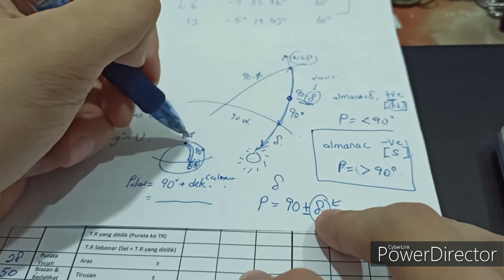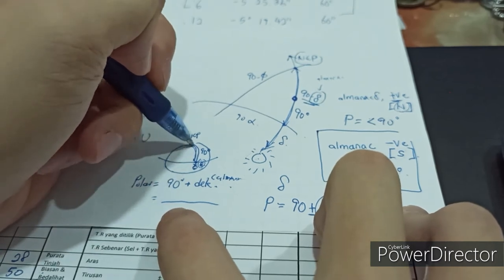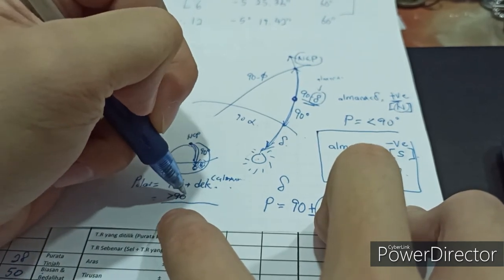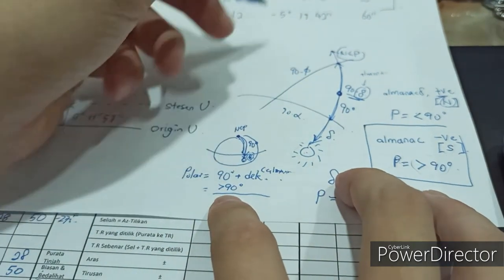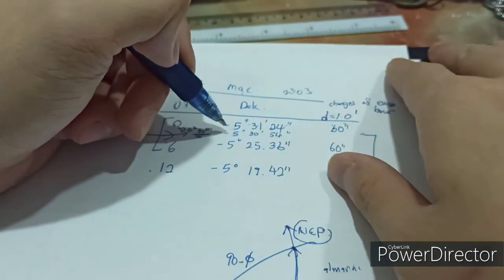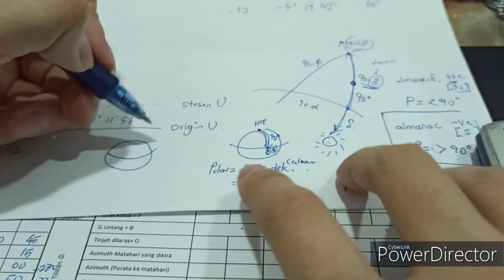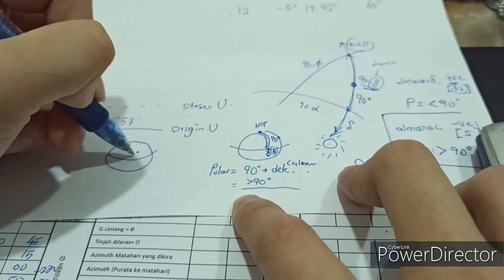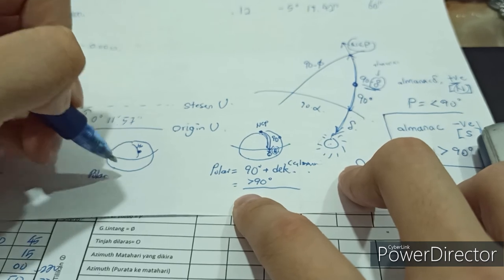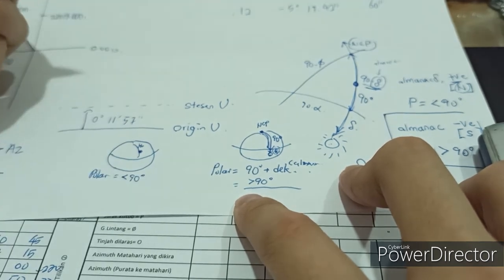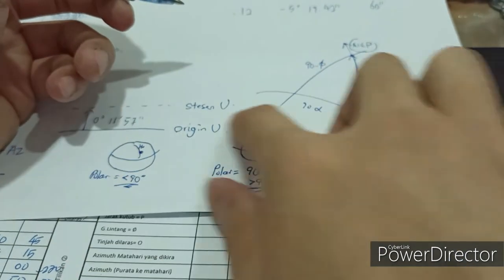So the polar distance will be, as you can see in the diagram, greater than 90 degrees. If the almanac given is positive, it means the sun is located in the north hemisphere. The sun is here, so the polar distance will always be less than 90 degrees. This is the tip for us to more easily memorize the concept.